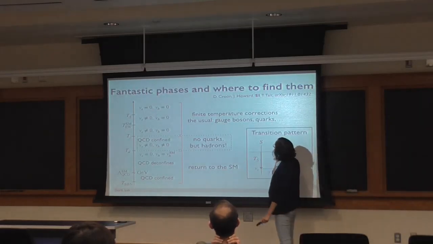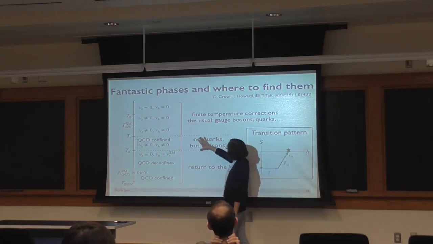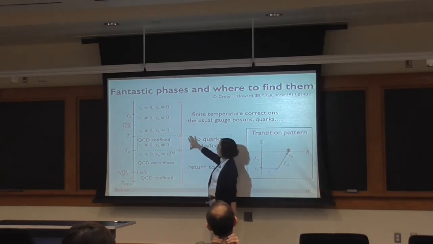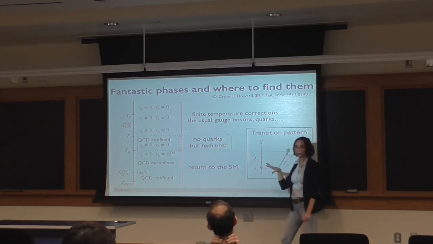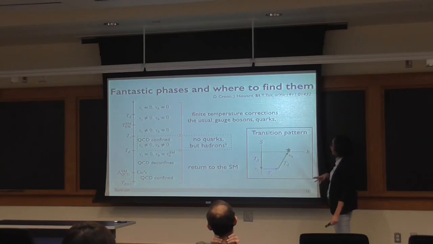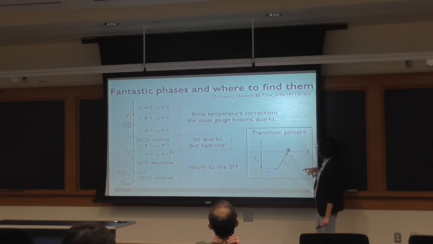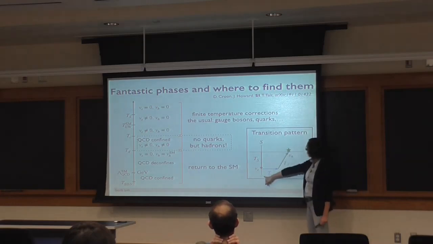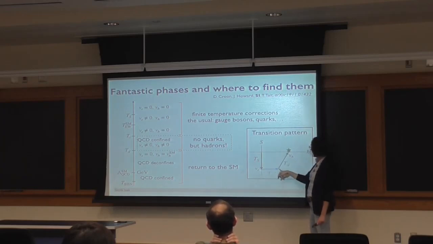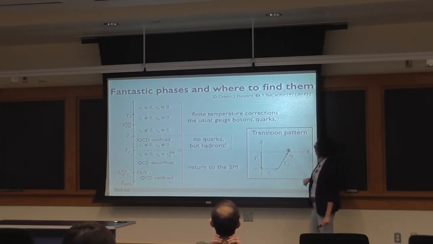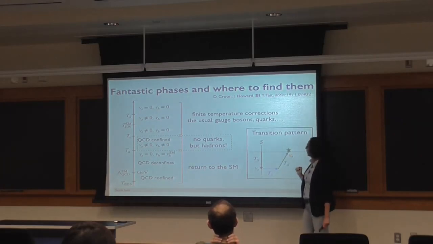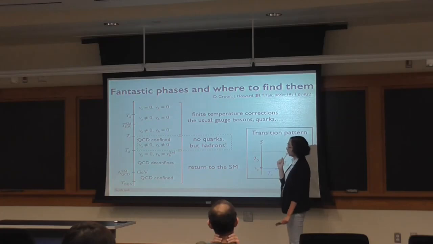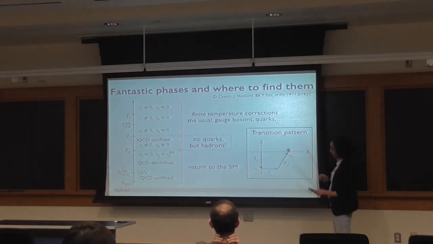If you look at it more closely, in this confined phase there are no quarks, there are hadrons. So the finite temperature corrections to the scalar potential are much different as well. Looking at the transition pattern here, there's a three-step transition, where this is the Higgs field and the singlet field. You first go to a Higgs 0, S finite state, and then both of them are finite, and then you go to the standard model, where the singlet field has 0 value and the Higgs field has the standard model value, the value that we observe now.